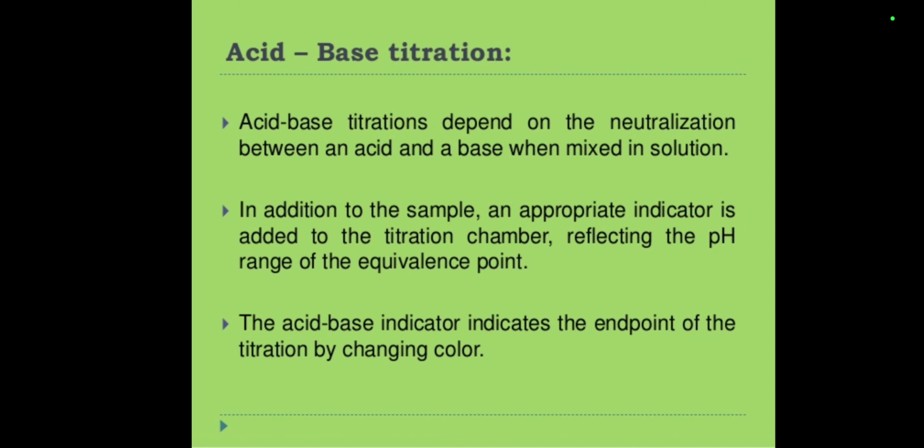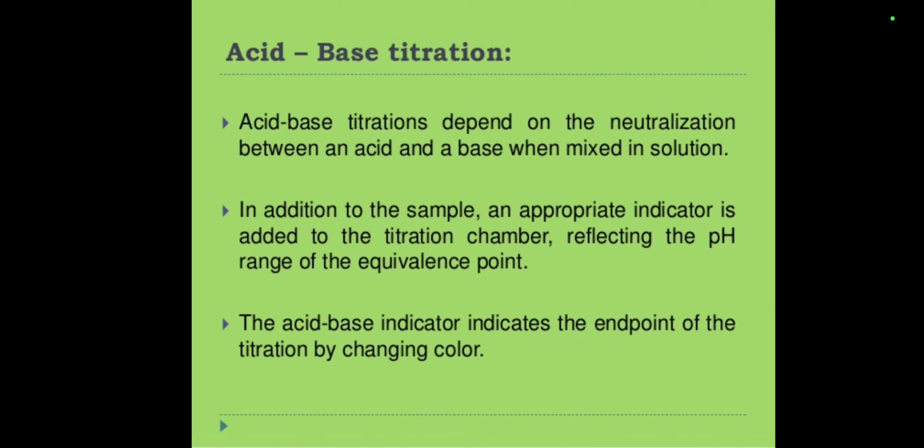So now let's proceed to the acid-base titration. It is quite easy compared to the other titrations. Why? You will identify if the unknown solution is an acid or a base. Acid-base titration depends on the neutralization between an acid and a base when mixed in solution. In addition to the sample, an appropriate indicator is added to the titration chamber, reflecting the potential hydrogen range of the equivalence point. The acid-base indicator indicates the end point of the titration by changing color.